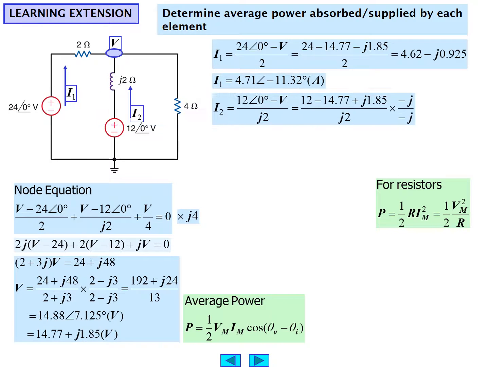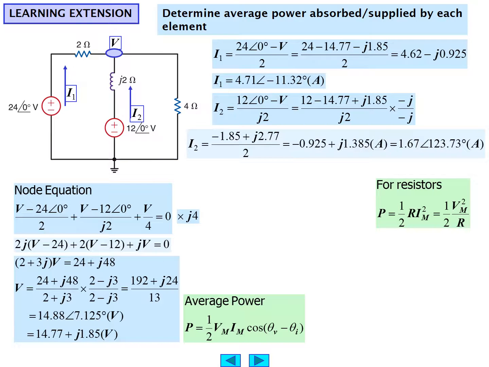For I2, we could do a similar calculation. In this case, 12 angle 0 minus V held back by the impedance j2. We can straighten out the complex arithmetic and eventually end up with a solution for I2, both in rectangular and in phasor form.